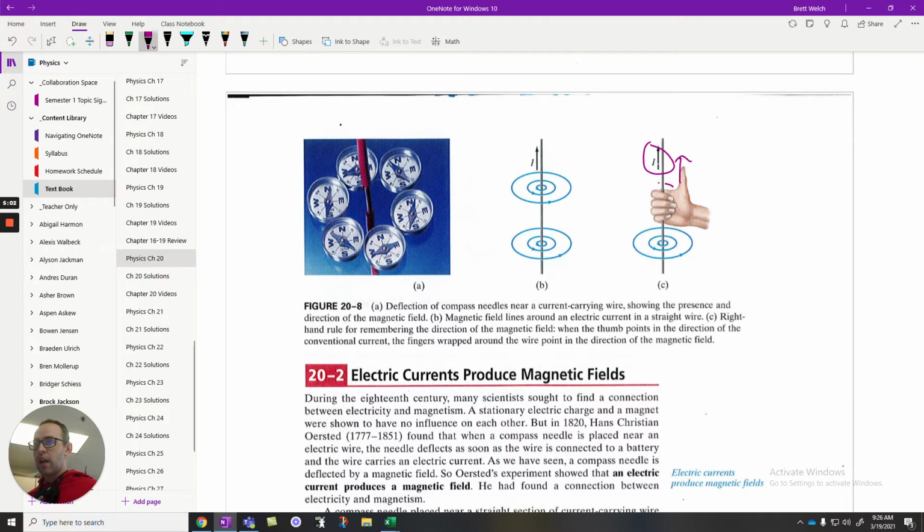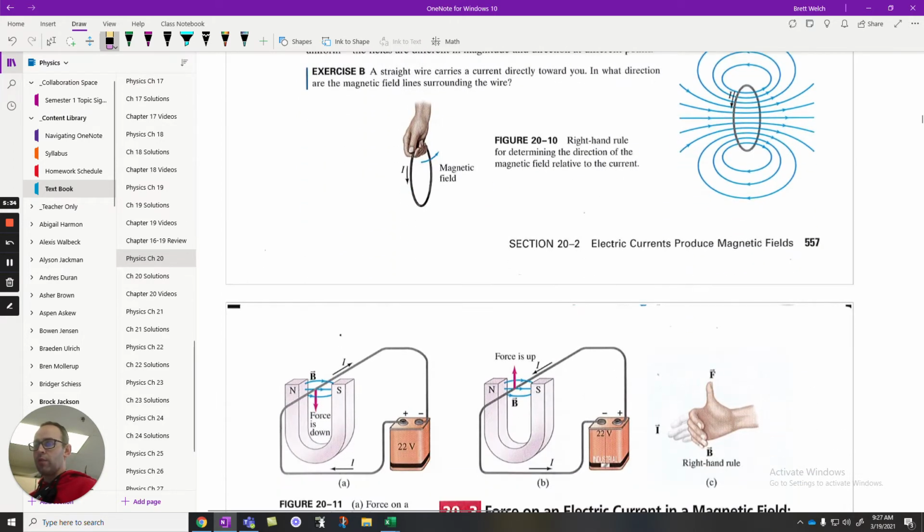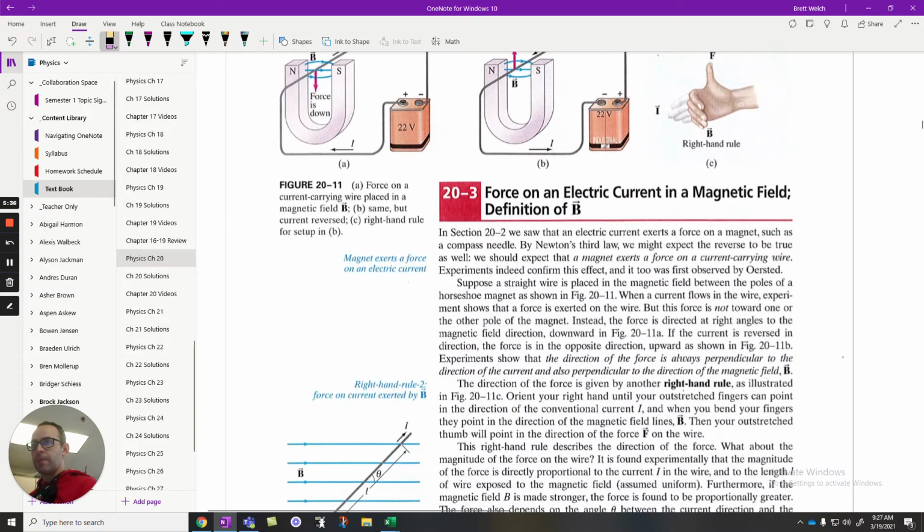The way in which I wrap my fingers around the wire would tell me the direction that the magnetic field moves from north to south. It moves in a circular direction, and obviously the closer I am to the wire, the tighter that circle is, it's going to be a stronger magnetic field. As I get further and further out, it's going to weaken. But one of the ways that we can produce a magnetic field is by just running a current through a wire, and it will produce a magnetic field around it. We'll learn a little bit more about the right-hand rules for that later on.